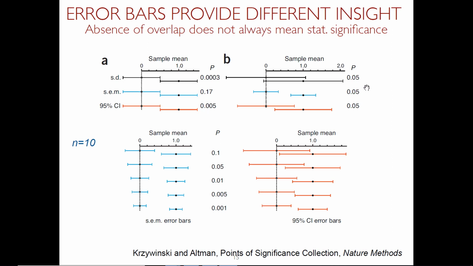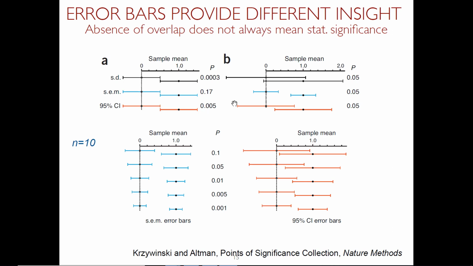And here they do the opposite. They fix the p-value, n equals 10, and they show what the standard deviation, standard error, and confidence interval will look like to give us the same p-value. And you see that it looks super dramatically different. For standard deviations, we can tolerate quite a bit of overlap between the populations, because we're not comparing the variation in the population, we're comparing the variation in the mean. If we have a large enough sample size, we can be quite confident in the mean, even if we have large underlying variation in the populations.